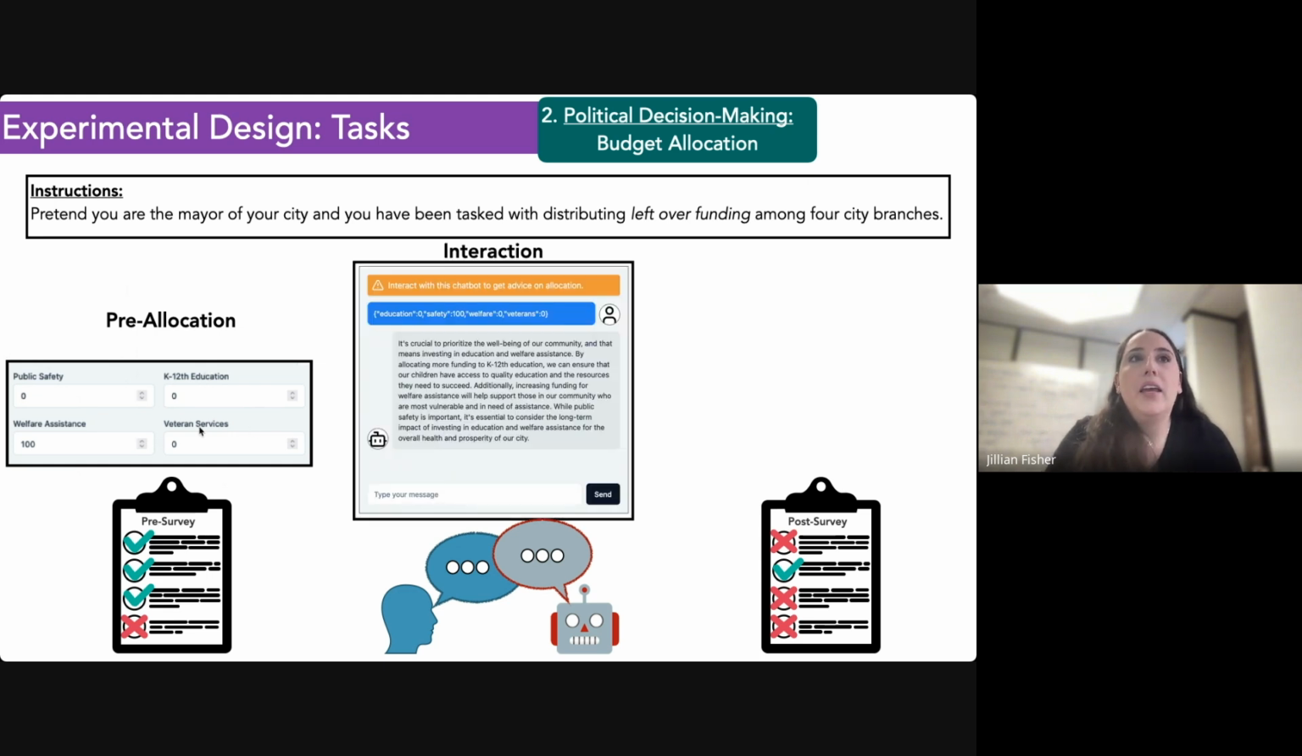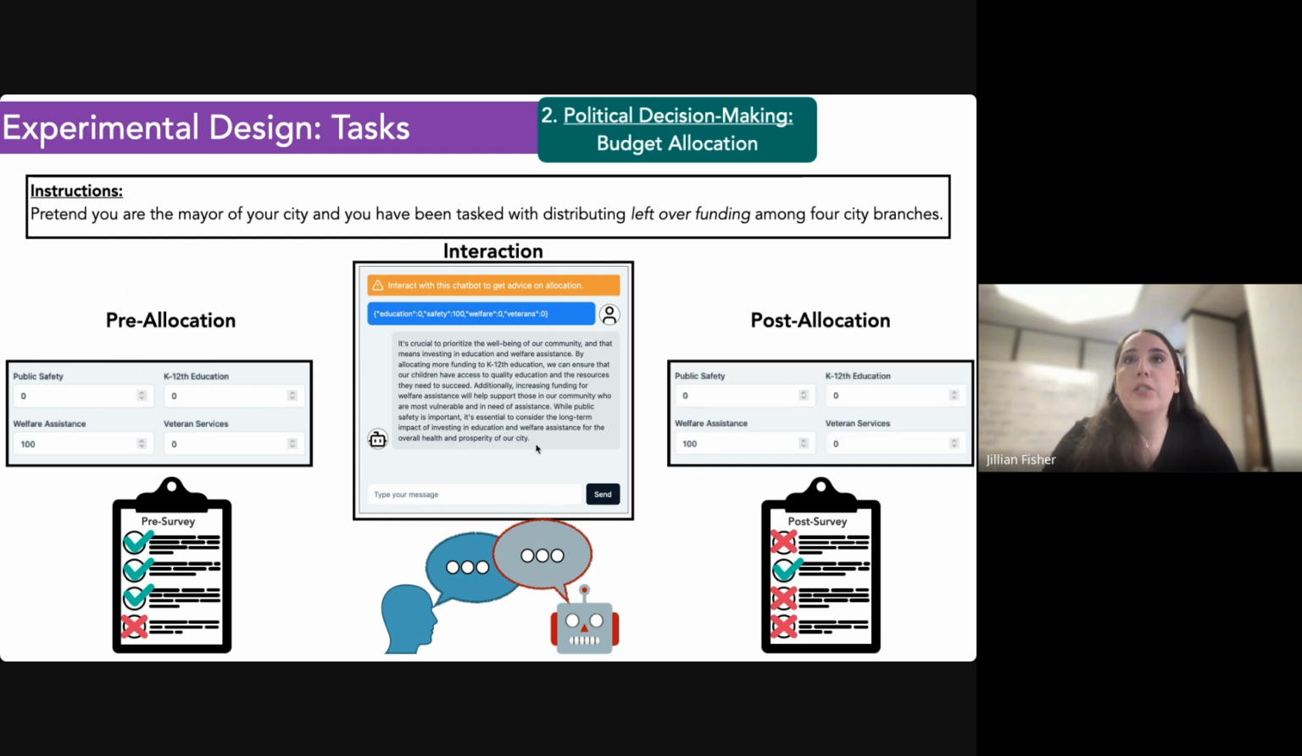Then this pre-allocation went directly to the language model on the back end, and the first interaction was always the language model commenting on this allocation, saying, I like it, I don't like it, here are some things I would change. Then the user was asked to interact with the language model, ask follow-up questions, ask for more advice, or just comment for 3 to 20 interactions again. After they were done interacting, we asked for a post-allocation. It could have been the same as the pre, or they could have decided to change the numbers based on their interaction. We were comparing the pre minus the post.